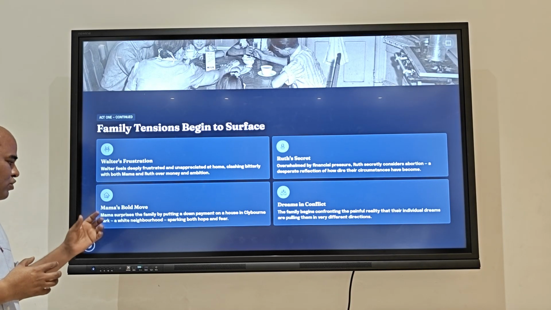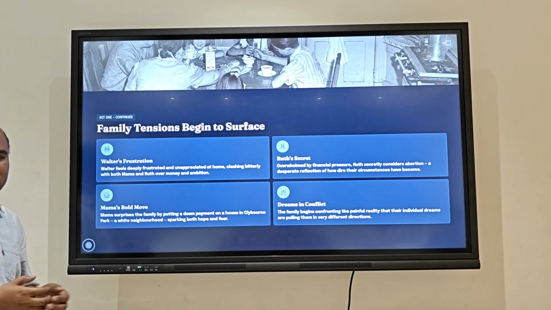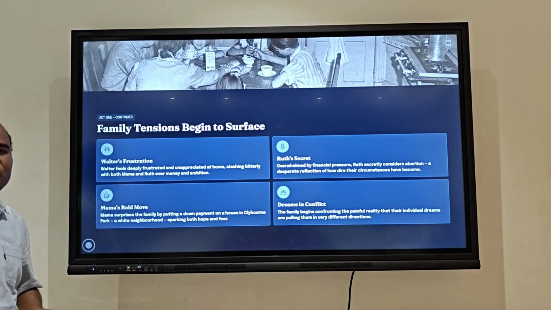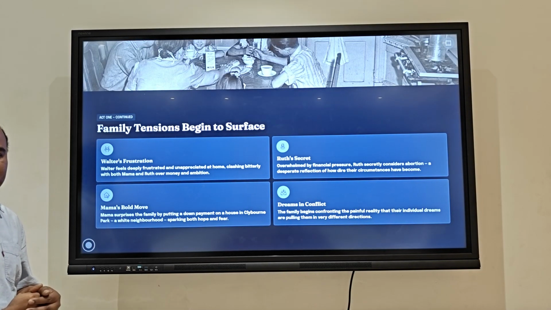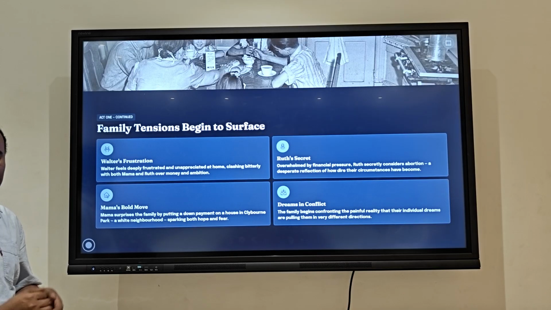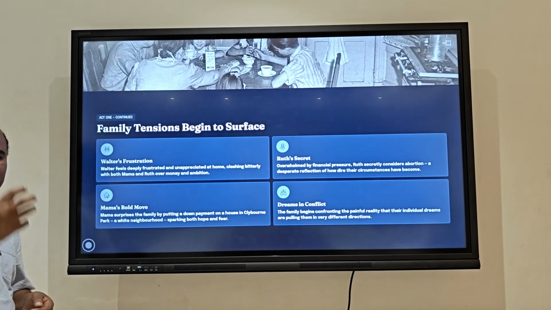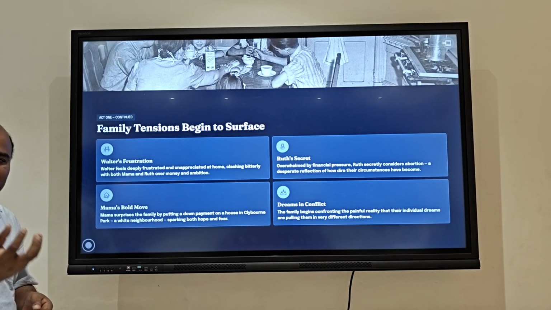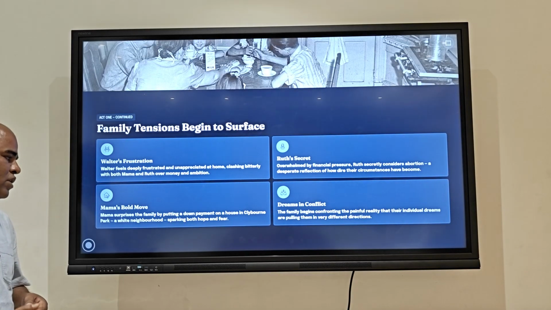And then, of course, Mama's bold move. When the money finally comes, the amount finally comes, Mama makes a decision on her own, and she uses a significant portion of that amount as a down payment on a house in Clybourne Park, a white neighborhood, sparking both hope and fear.